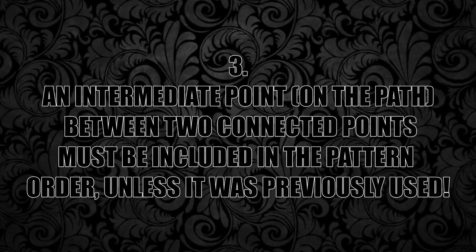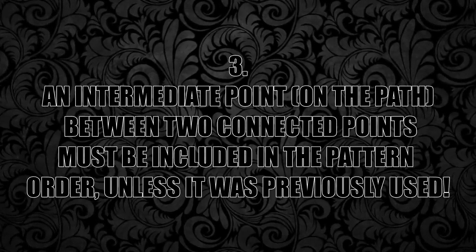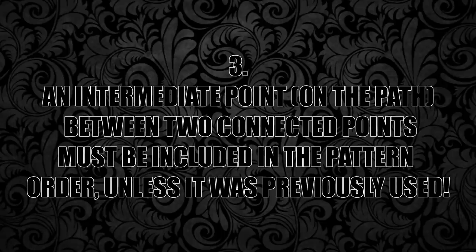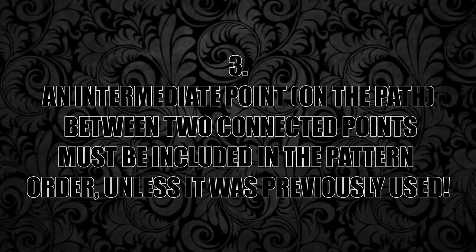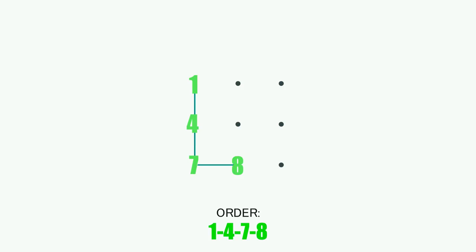However, you can cross over it to get to an unused point, but we'll get to that after rule number 3, which implies that an intermediate point between 2 connected points must be included in the pattern order unless it was previously used. For example, the L-shaped pattern that you can see on screen will always be in the order 1, 4, 7, 8, despite the fact that 1, 7, 8 would create the exact same pattern. In this particular situation, point 4 has to be included because it wasn't previously used.